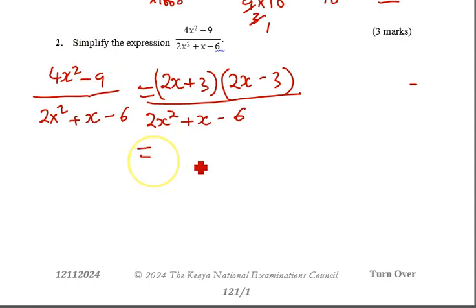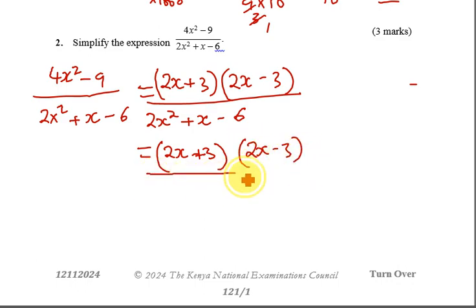So we are going now to write it 2x plus 3, then 2x minus 3 divided by. So instead of writing this quadratic equation, we are going to write it as 2x squared plus 4x plus 4x x minus 3x minus 6.